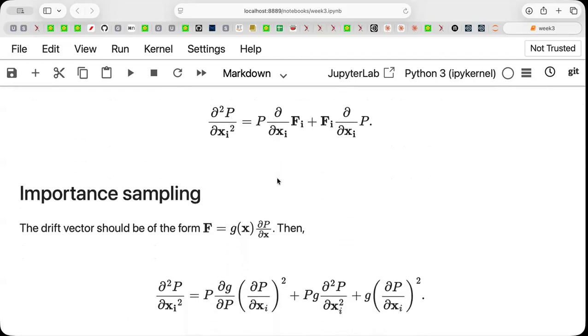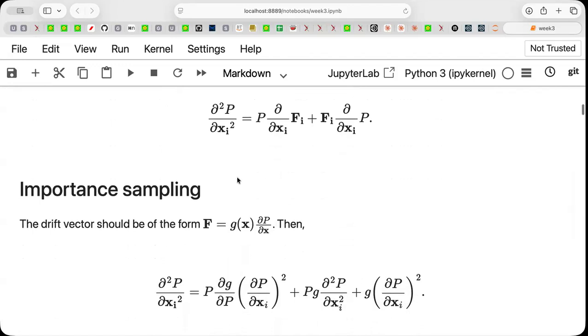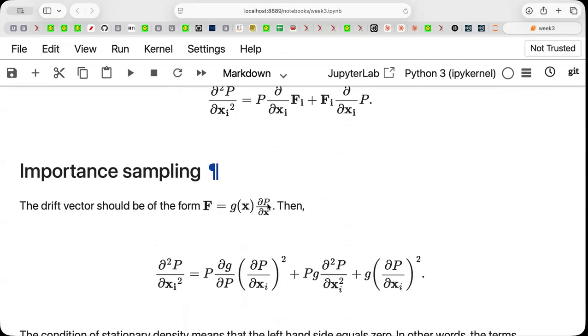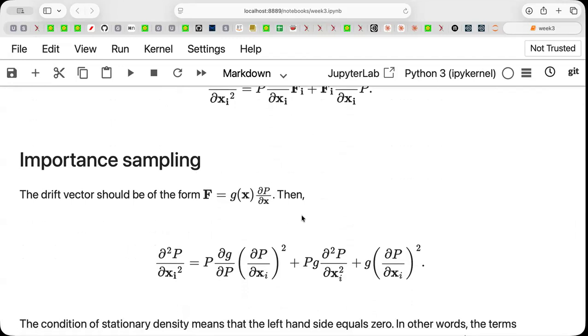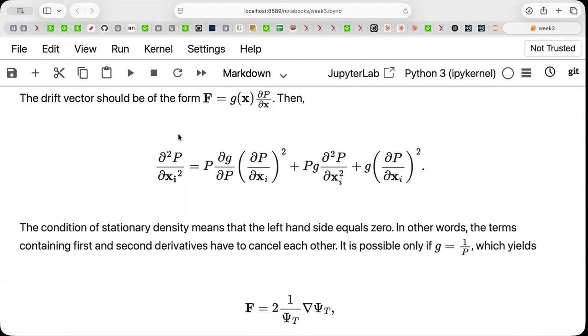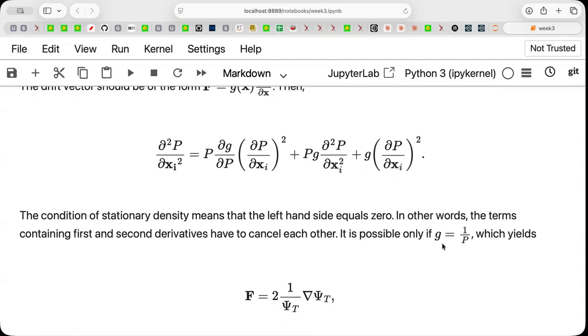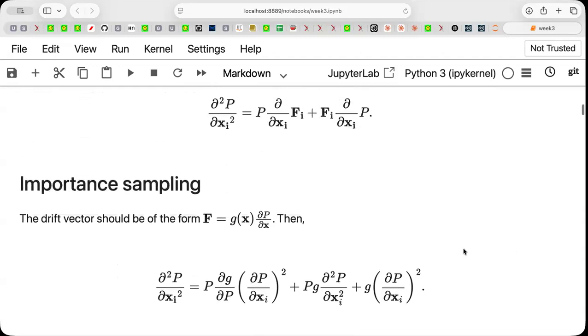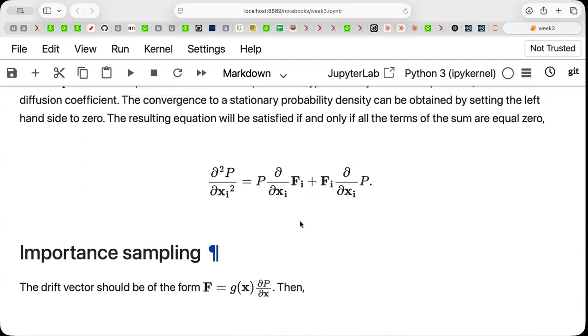And then when you do importance sampling, you can see mathematically that the drift term has to be of the form of some function G multiplied with the derivative of the probability distribution. If you do that, then you can simply show that when you calculate this second derivative, these are the equations which you would have. And this is only possible if G is equal to 1 divided by P. It's pretty straightforward to see if you look at these equations and require that you fulfill this relation which you see here.